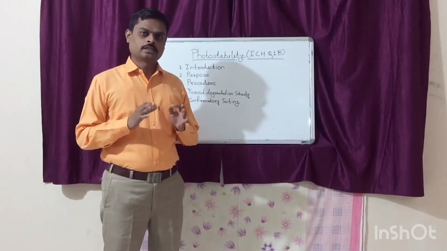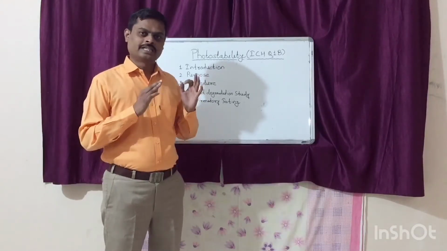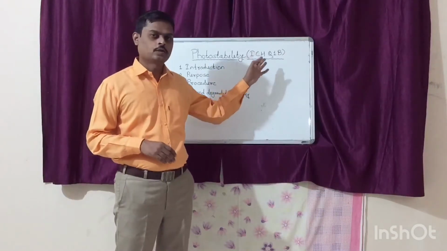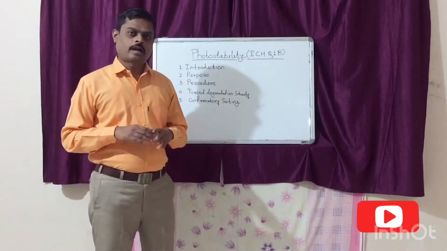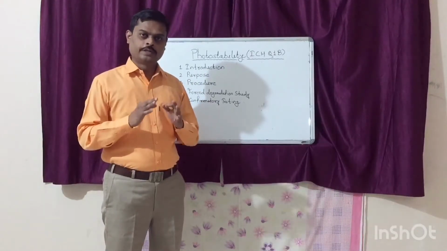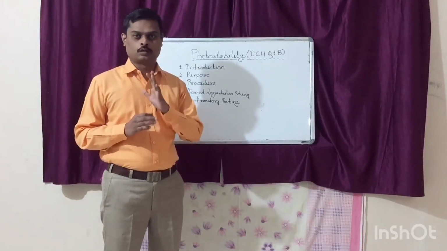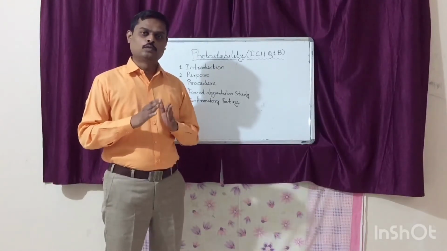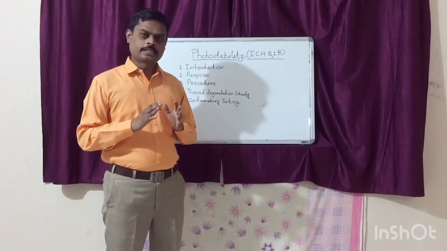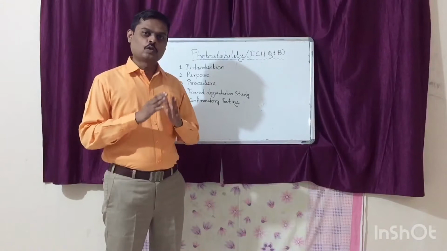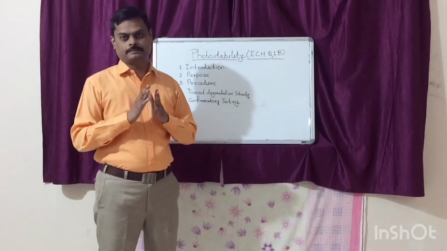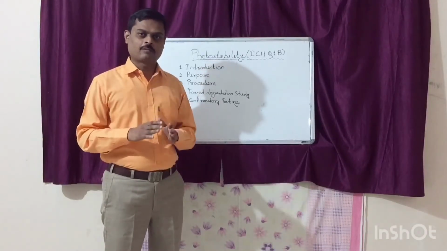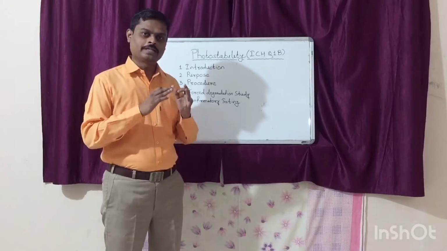Today we will discuss photostability studies of new drug substances and new drug products, that is ICH Q1B. Friends, I have already uploaded the video on ICH Q1A R2, that is stability testing of new drug substances and new drug products. ICH Q1A R2 is also known as a parent stability guideline. It talks about the general principles and requirements related to the stability studies.